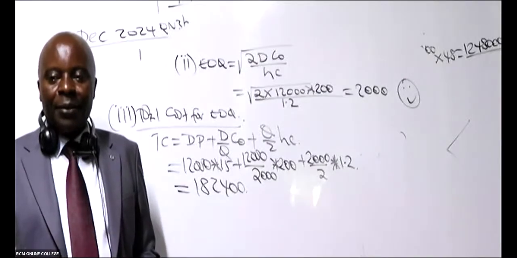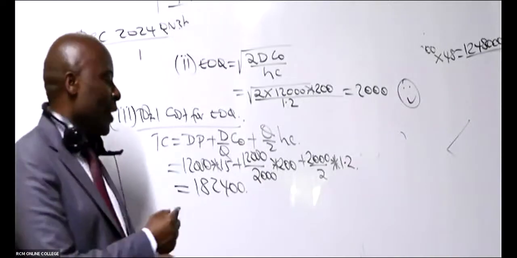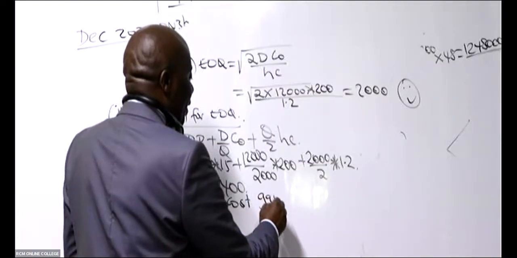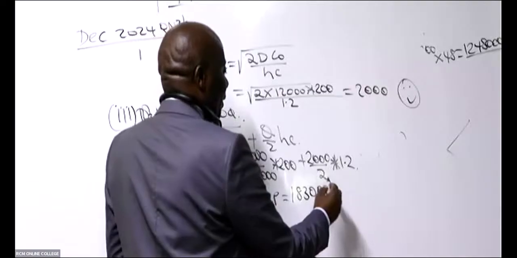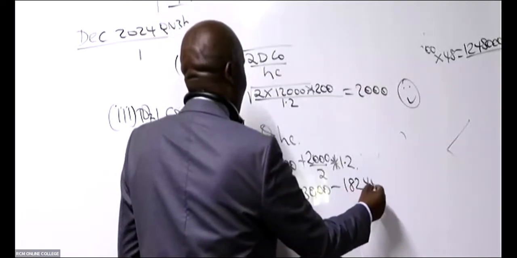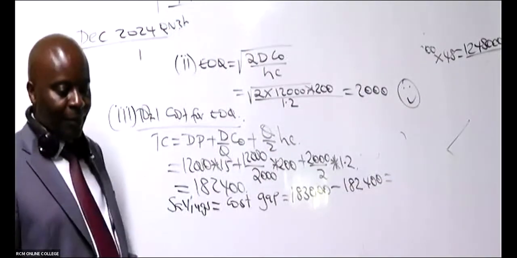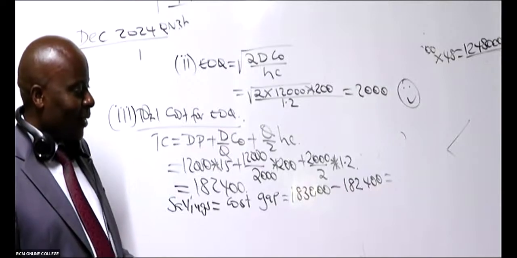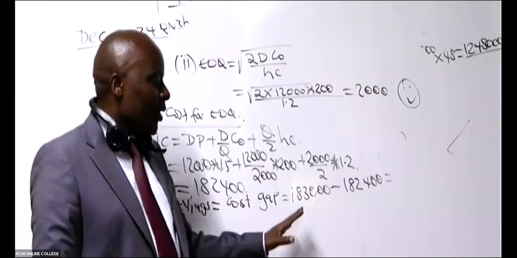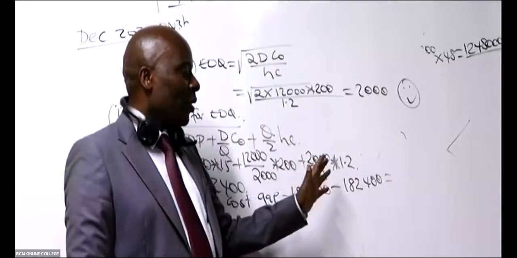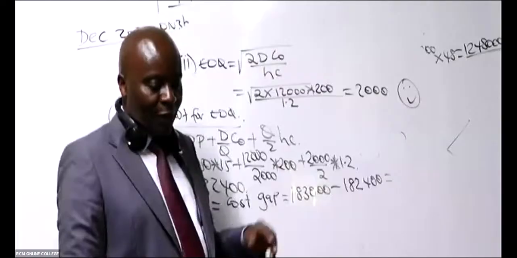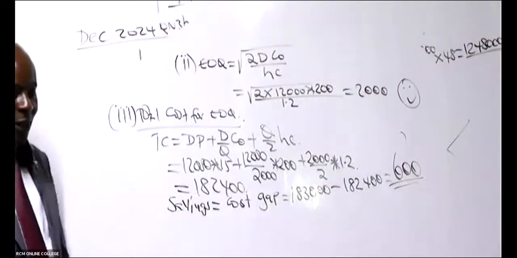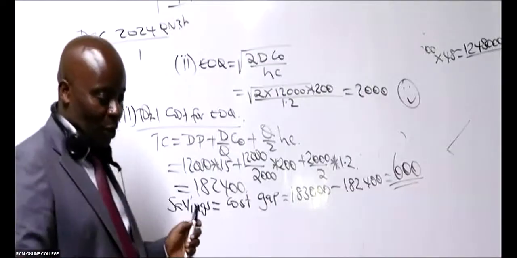And in some cases, they'll ask you for savings. Savings is also known as the cost gap. You take the expensive cost minus the lower cost. So how much will I end up saving? Remember the old model, the total cost was 183,000. The new model, the total cost is 182,400, isn't it? So the difference gives us 600. That is the cost I save. So have you been able, ladies and gentlemen, to follow the solution?